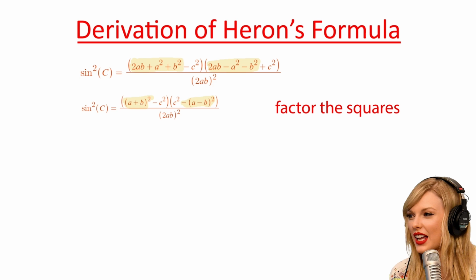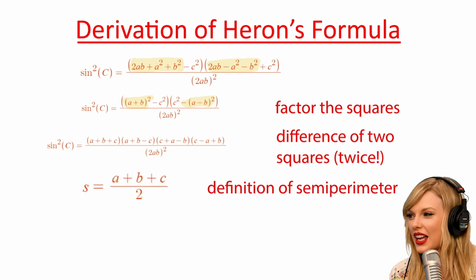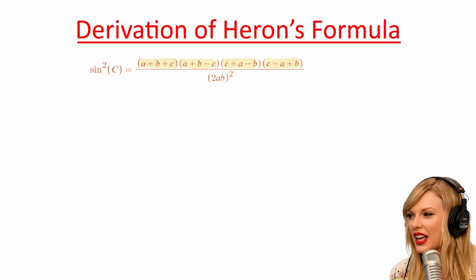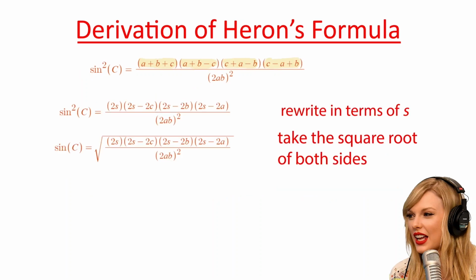We've rearranged the numerator a bit, and once again, we have a difference of two squares. So let's factor one more time. Since s is (a plus b plus c) divided by 2, we can rewrite each of these four expressions in terms of s. Now let's take the square root of both sides.